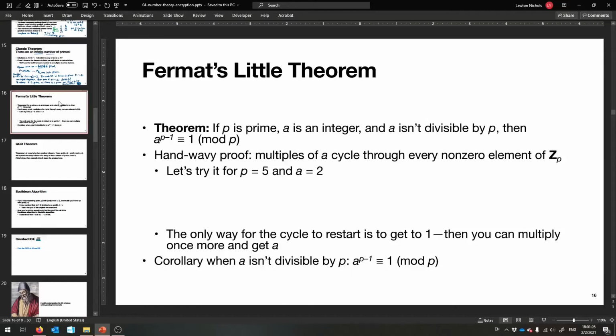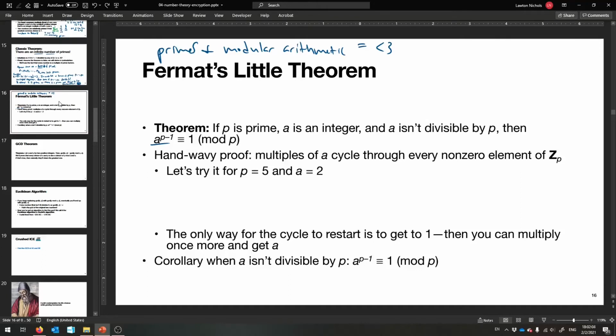Okay, it's coming together. Primes plus modular arithmetic equals love. Okay, here's a theorem, a fun one, due to Fermat. So if p is prime, a is an integer, and a is not divisible by p, I know this is a long list of side conditions, then a to the p minus 1 is congruent to 1 mod p.